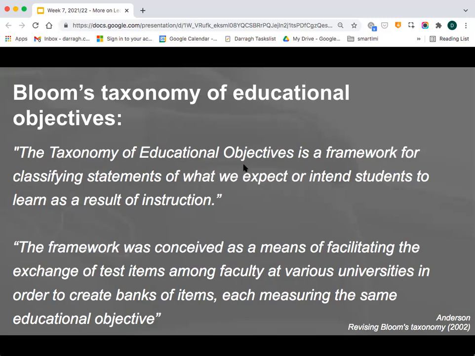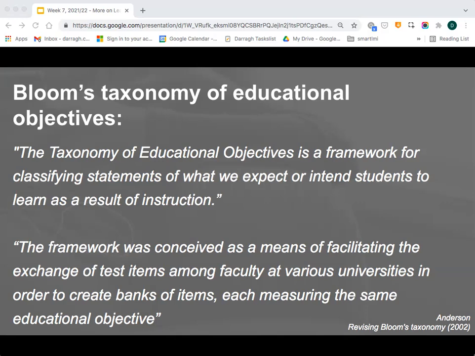The framework was conceived as a means of facilitating the exchange of test items amongst faculty at various universities in order to create banks of items, each measuring the same educational objective. So essentially the concept behind it had broad aims of improving communication and practice among educators.